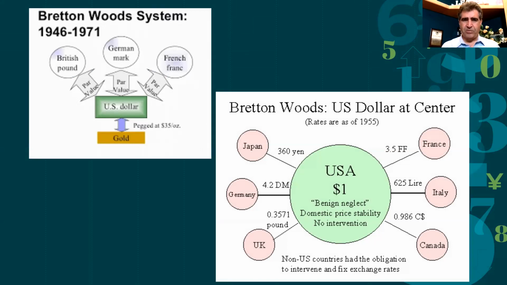I just want to give you a couple of examples. You can see how the German mark, the British pound, and the French franc were all pegged to the US dollar, and the US dollar was pegged to gold at $35 an ounce. This is a picture in 1955. The French franc was at 3.5, the Italian lira was 625, the Japanese yen was 360, and 4.2 for the Deutsche Mark. All other countries were obliged to peg their rates to these.